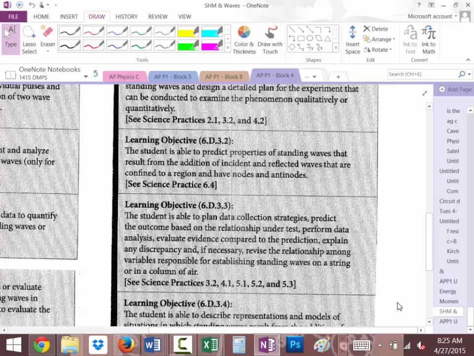6D32 says, the student is able to predict the properties of standing waves that are a result from the addition of incident and reflected waves that are confined to a region and have nodes and antinodes. Is that about pipes and stuff? It'd be about pipes and strings. So knowing the relationship between frequency, wavelength, and velocity is what they're getting at there.